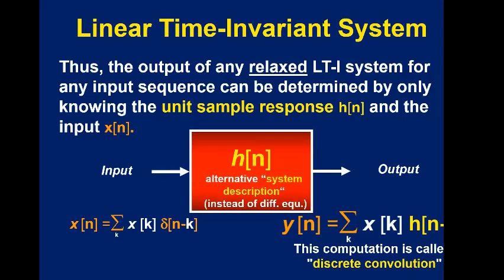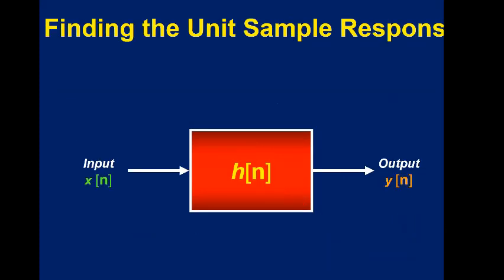But H of n, then, we can think of as equal to the difference equation in that it contains all the information I need to know to compute what the output is going to be for a given input, as long as the system starts off relaxed, as long as the output is 0 at the time that we hit it with a new input. Now, how do we find this?